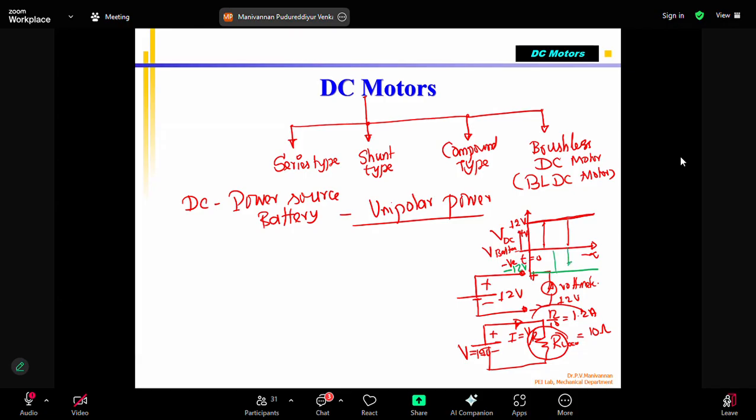So still this is DC. Whether positive or negative, as long as the voltage remains constant without variation, we call it DC voltage, direct current. Batteries produce this voltage. If the voltage is given to a motor, that motor is going to produce a torque and rotate at a particular speed. We call it a DC motor. That's what we are going to see now.